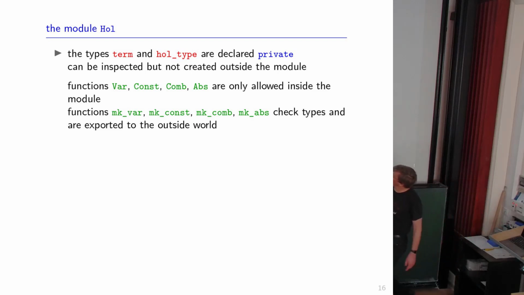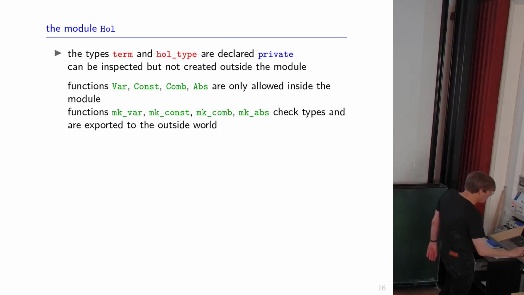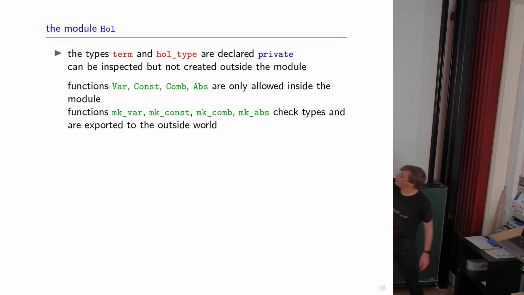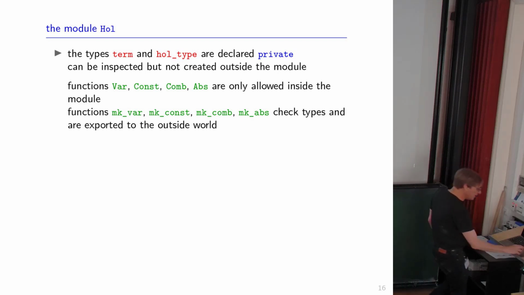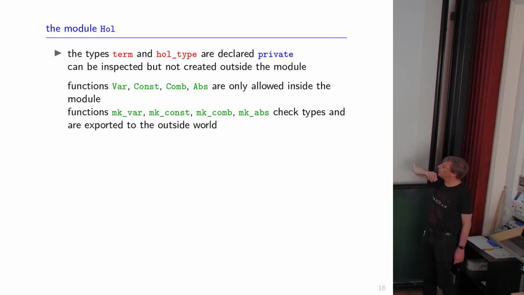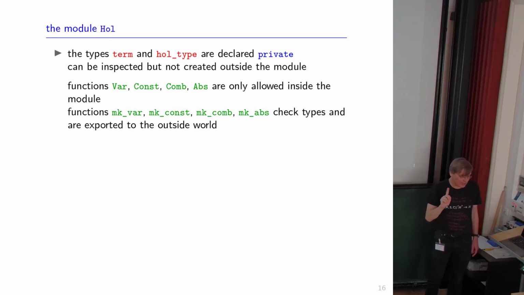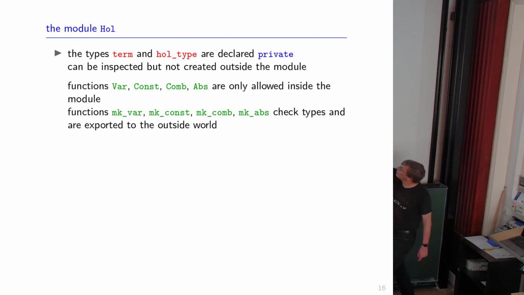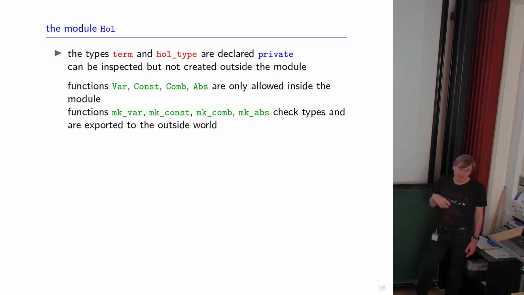So how does it work? Well, these functions, var, const, comb, and abs, the four type constructors, they're inside the module. You can look at them, they're exported like this, but if you try to call them, it will tell you, no, you're not the kernel, you're not allowed to do this. And the module exports four functions, make var, make const, make comb, and make abs, that do it for you, and simultaneously check that everything is typed correctly.